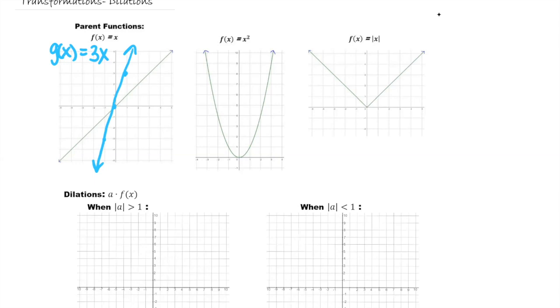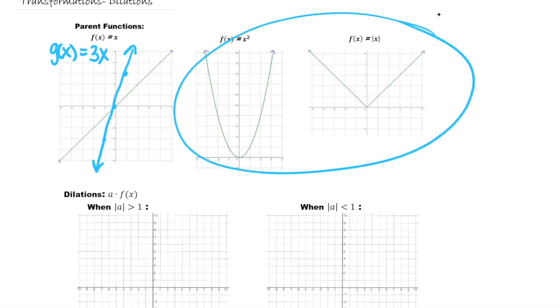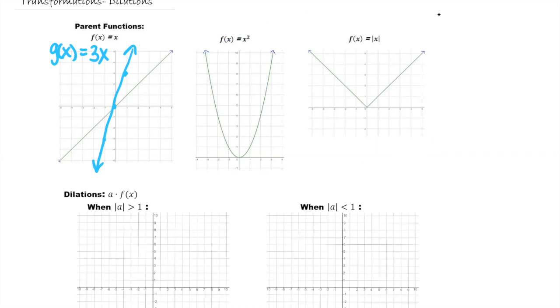But that does not really apply to these. There is no slope. I can't really just affect the slope. So what I can do is a stretch. In this case, the absolute value of 3 is greater than 1, so this stretched it out. It was dragging the end of the graph all the way up, and it was dragging the bottom of the graph all the way down. So it was kind of stretching it out.